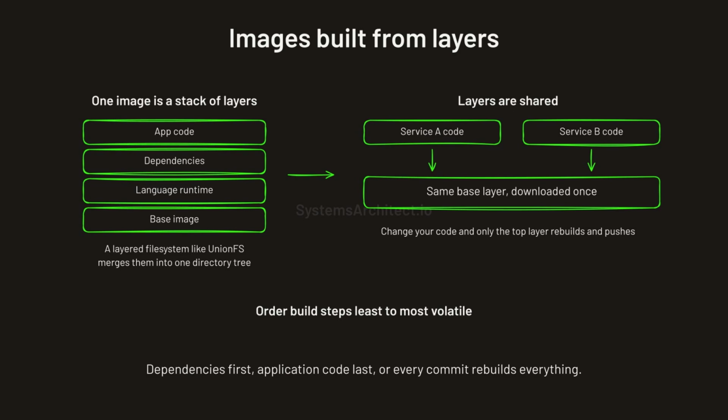A Docker image is not one blob, it is a stack of layers. Each build instruction adds a layer, and a layered file system like Union FS merges them into one directory tree. What does that buy you? Image layers are content addressed and shared, so 10 services built on one base image download that base once. Only changed layers get rebuilt and pushed, which is why a code-only change ships in seconds. Order your build steps from least to most volatile. Dependencies first, application code last.